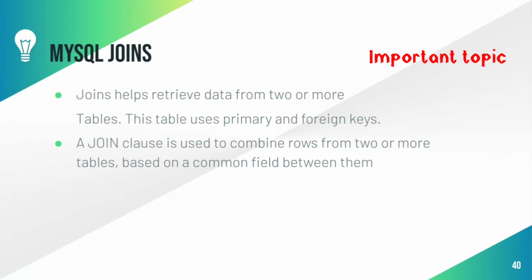Joins help retrieve data from two or more tables. These tables use a primary key and a foreign key. If you don't know what a primary key and foreign key are, then check out my description. I have added the video link in the description.